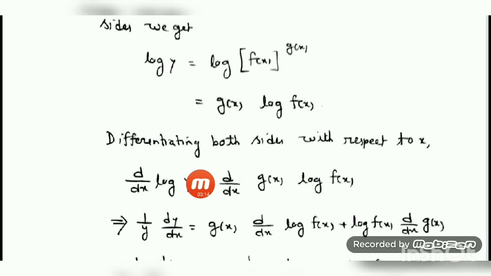And as we are thinking of y as x, we take the derivative of y with respect to x. On the right side we can use the product rule, as I told you just some time before. So what is the product rule? u into d/dx of the second function plus the second function into d/dx of the first function. Here the first function is g(x) and the second function is log f(x). That is u d/dx of v plus v d/dx of u. Just this formula I have applied.